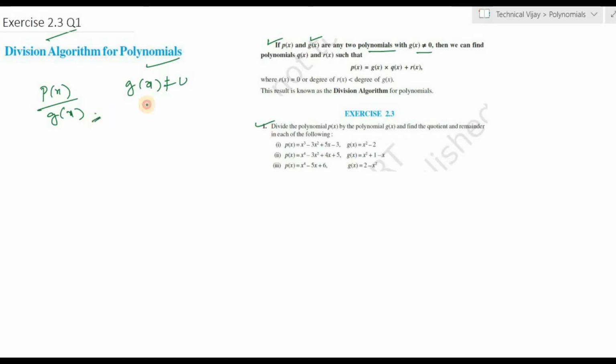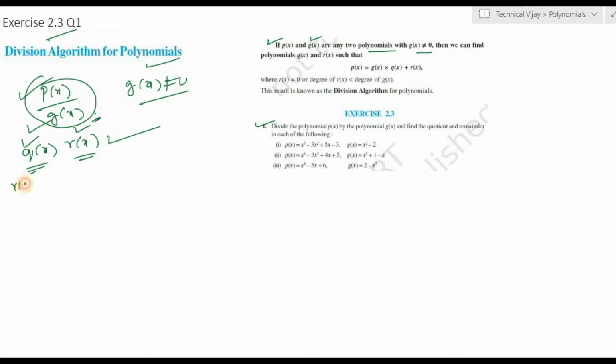If it is equal to 0, then what happens? The value will become infinity. So, then we can find the polynomials q of x and r of x. Here q of x is nothing but the quotient and r of x is nothing but the remainder. So if p of x is a polynomial and g of x is a polynomial such that g of x is not equal to 0, then we can find the values q of x and r of x.